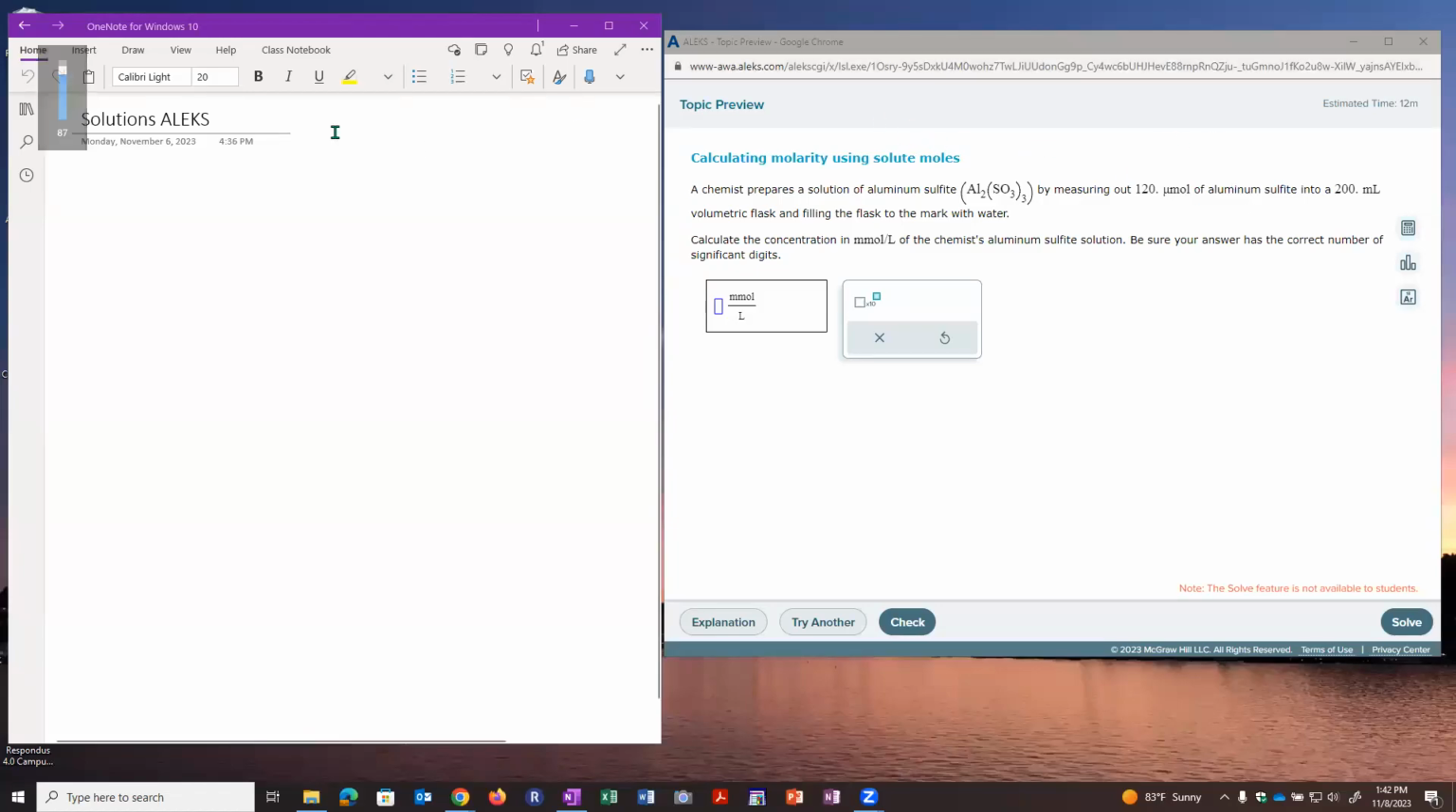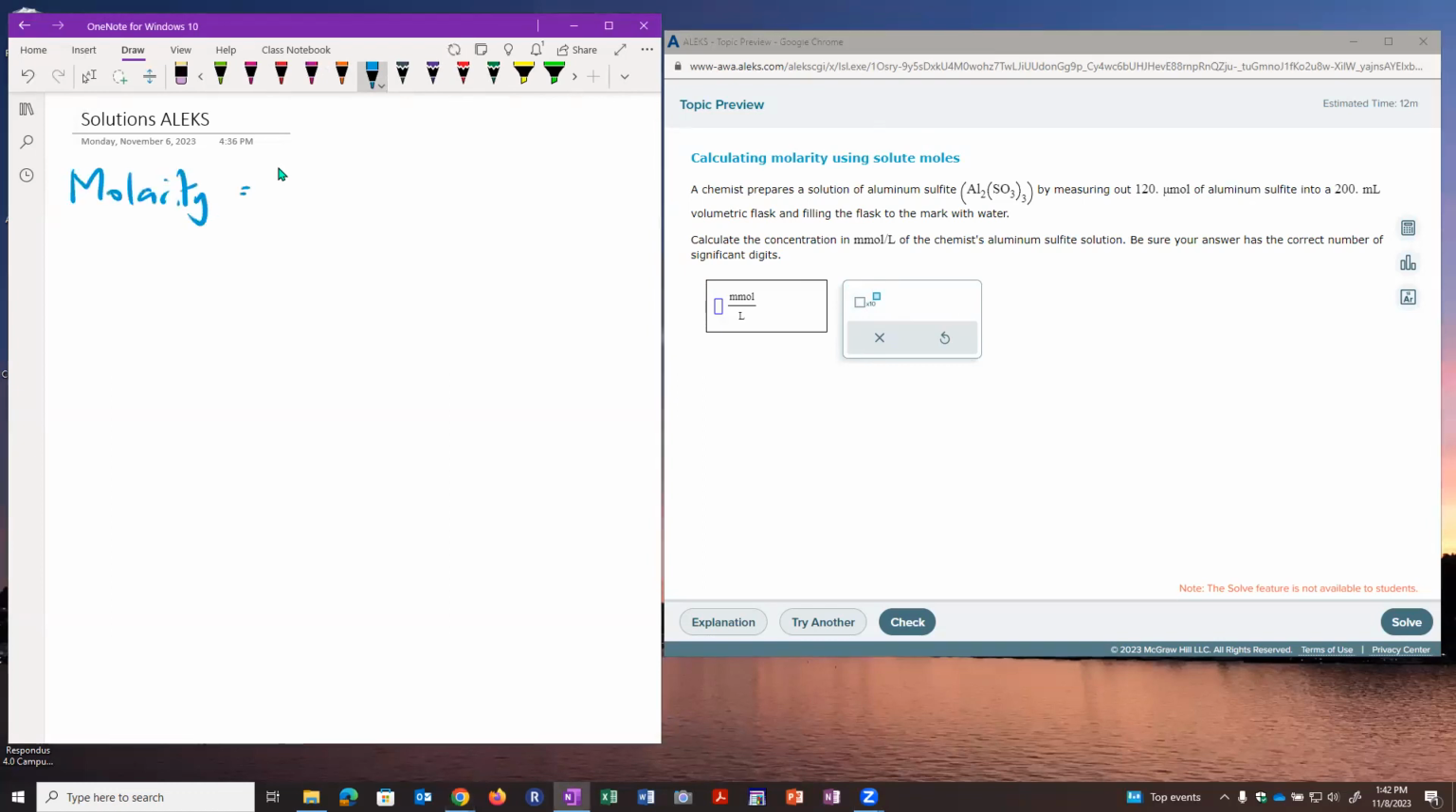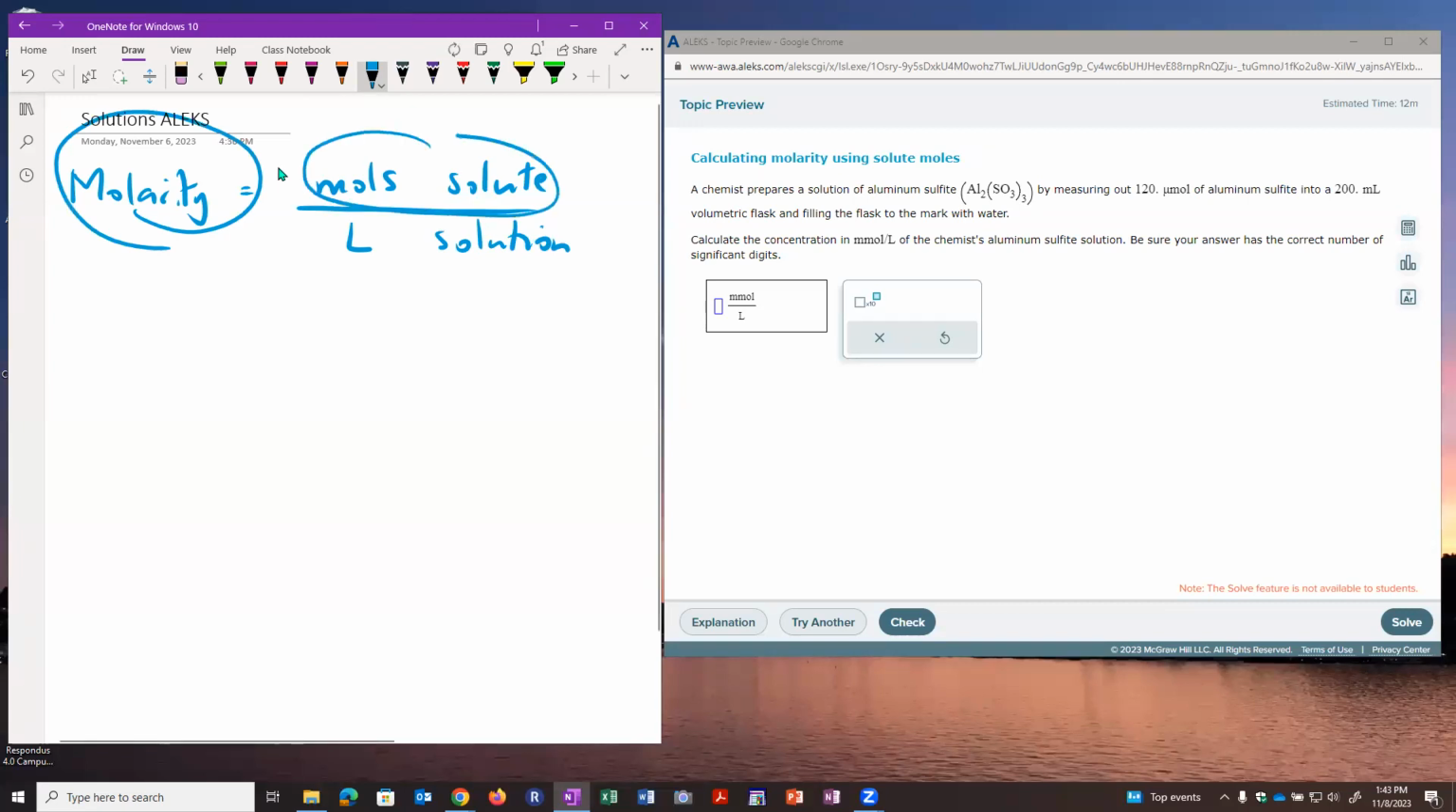All right, so in this video, we're going to take a look at some of the examples in the solutions module. And in the first one here, we're looking at calculating the molarity using solute moles. The first thing to remember is that molarity always means a specific relationship, and that is moles of the solute divided by the liters of the solution. So in order to calculate molarity, you want to make sure that you have the correct units that we want to divide.